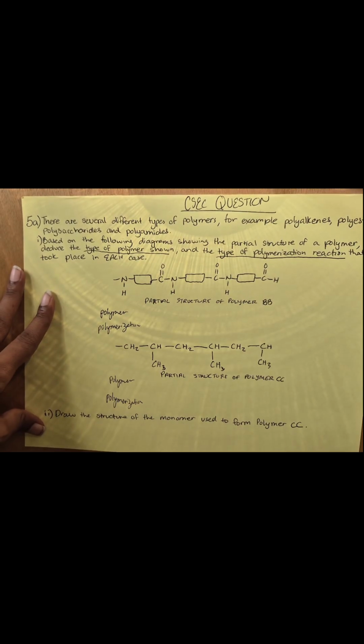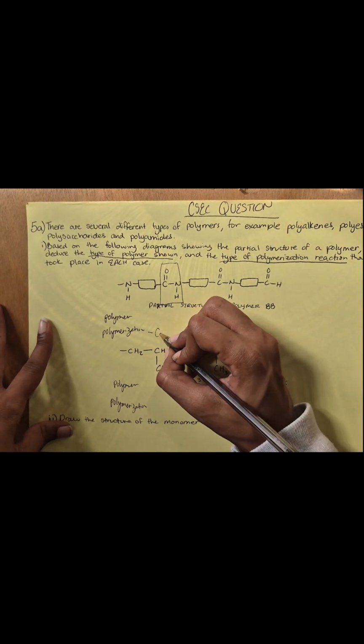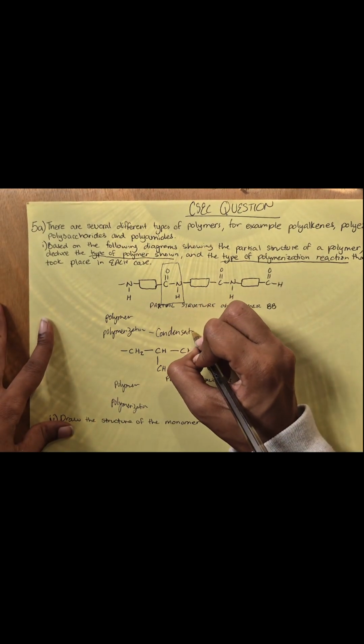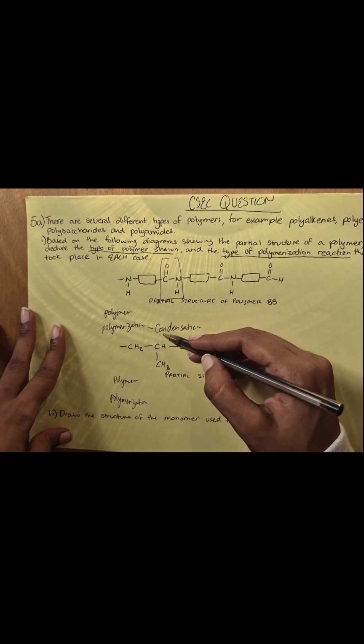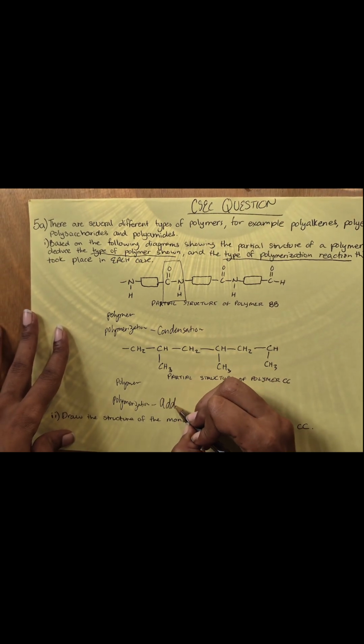All right, so let's look at what we got. First things first, let's look at our linkage, and we see it's an amide linkage. That already tells me it's condensation polymerization, because addition polymerization only makes alkane linkages, single bonds. So for this second one, when I look at my bonds, I see it's all single bonds. So I know this is an addition polymerization.